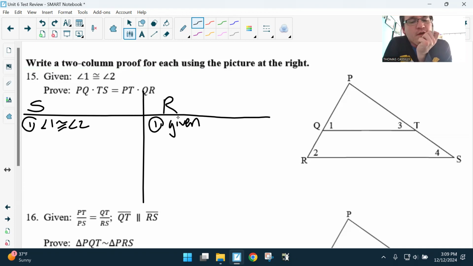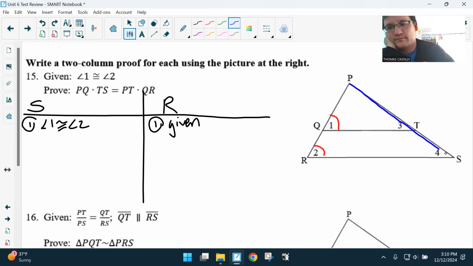Now, what do we do from there? Well, I'm going to mark it on the picture. Angle 1 is congruent to angle 2. That's all we have. Now, there's a few different ways that we could go about doing this problem. 1 and 2 are corresponding angles. Those corresponding angles happen to be congruent. Therefore, those two lines are parallel. Since those two lines are parallel, 3 and 4 are also corresponding angles, so those are also congruent. So that's a lot of steps involved. That's going to take us 3 or 4 steps to get there. If we're clever about this one, notice how I got a big triangle and I got a small triangle.